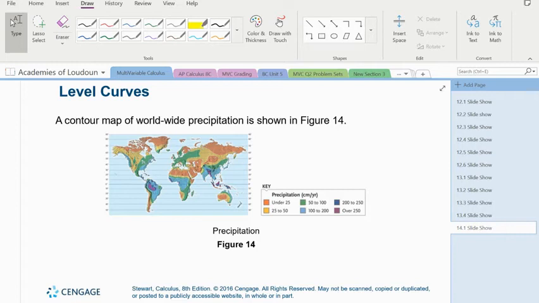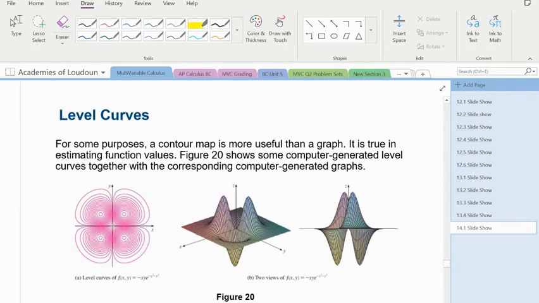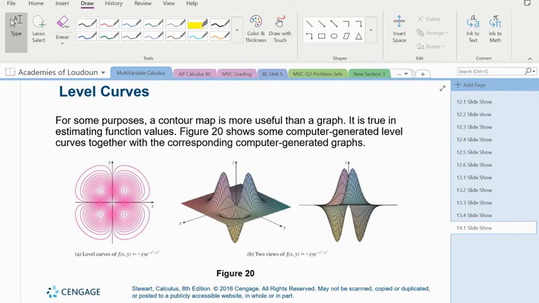A contour map of worldwide precipitation is shown in Figure 14. Here the level curves are not labeled, but they do separate the colored regions, and the amount of precipitation in each region is indicated in the color key. For some purposes, a contour map is more useful than a graph. This is true in estimating function values.